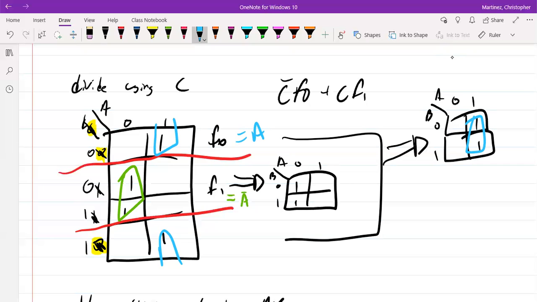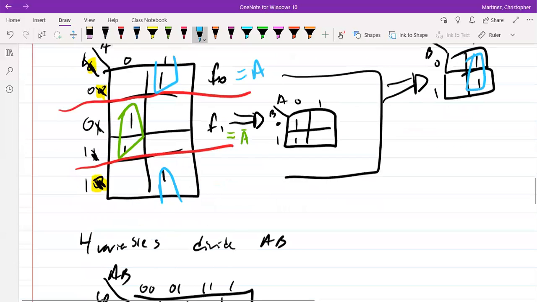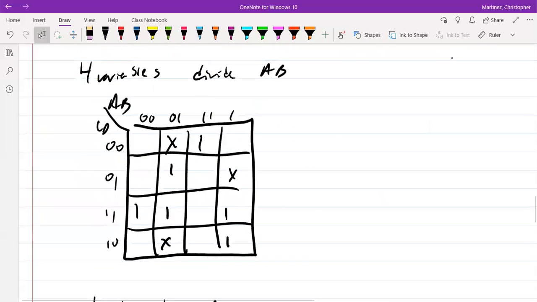All right, so that's the idea of what we're going to do. Now, we did 3 variables. What happens if we do 4 variables? We just take the same concept and apply it across. So here I'm saying I want to divide by AB. Where's the AB? AB is the column. What is this going to look like when I expand?